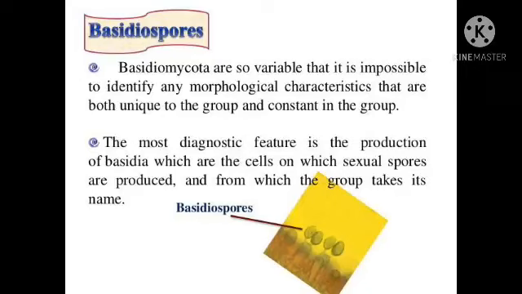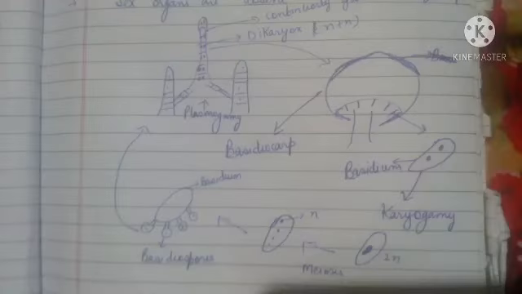Before studying that, let us know some of the other important characters. Their primary mycelium is short-lived, but the secondary mycelium is very large and vast. If we consider the secondary mycelium, it is profusely branched and septate, and it is also a binucleate structure.